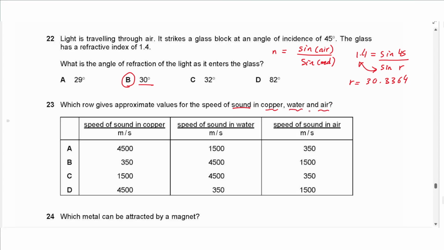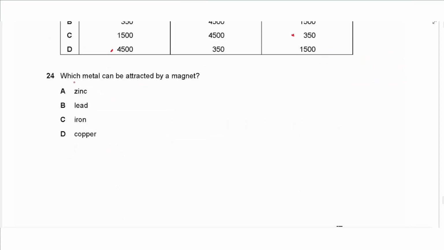So sound moves the fastest in solids and less speed in liquids and even less speed in gases. So the answer is A. Question 24 says which metal can be attracted by a magnet? It must be a magnetic material, so not zinc, not lead, iron, yes, not copper, so the answer is C.